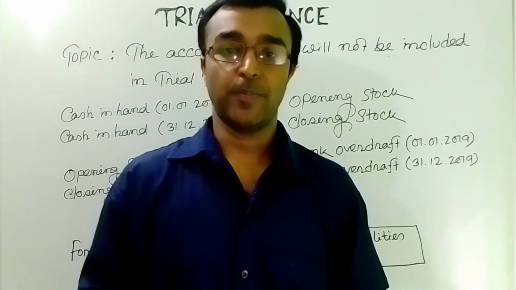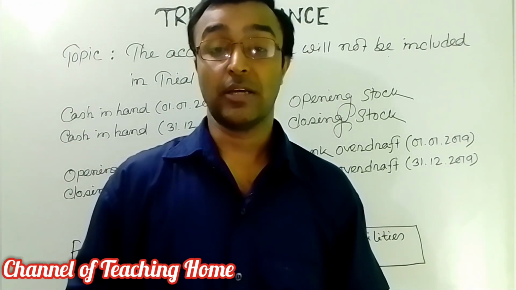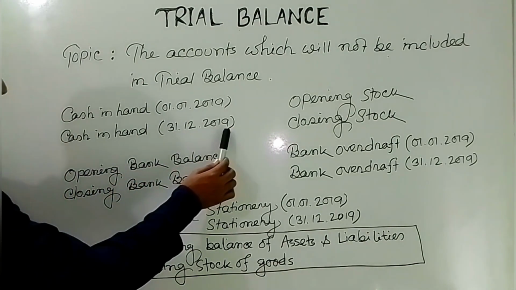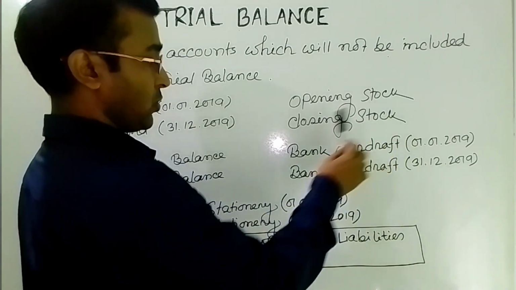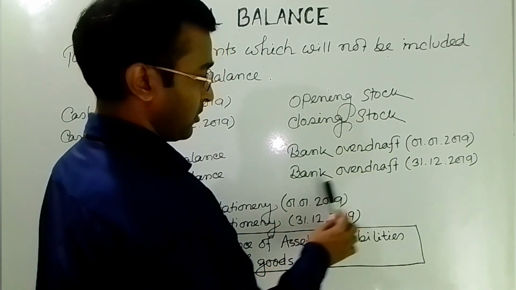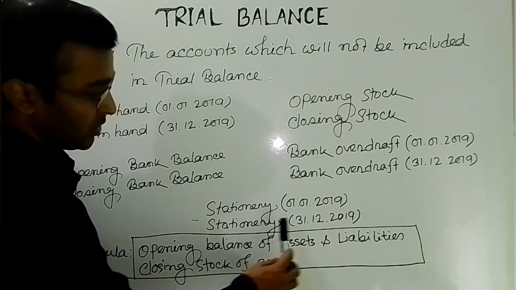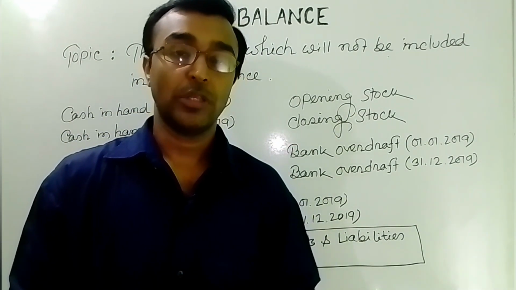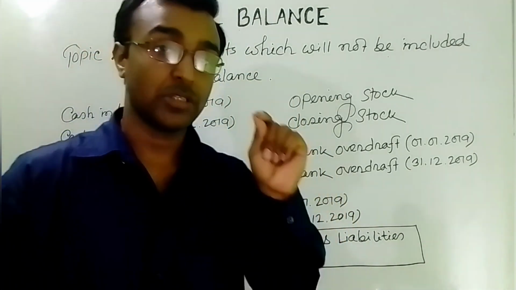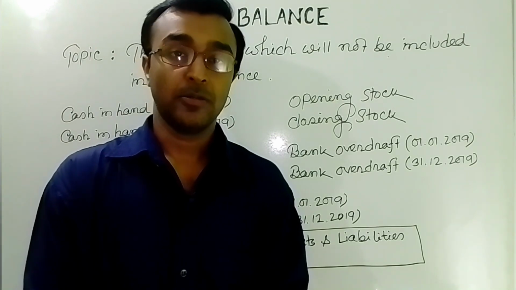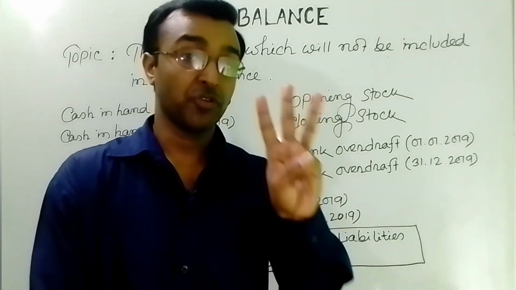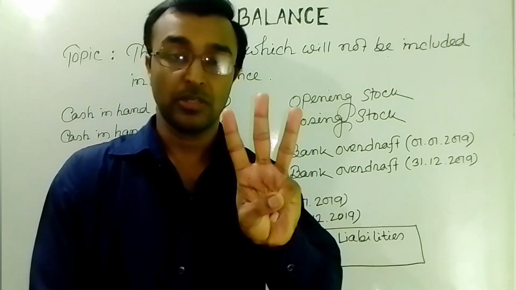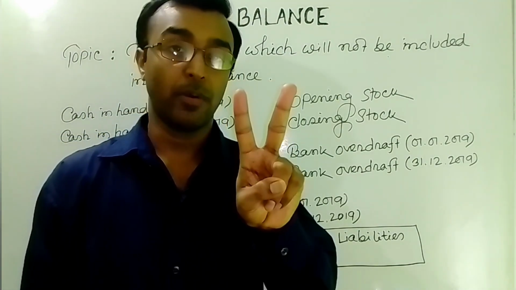Because I said a few minutes back that I will definitely show you some examples of which accounts will not be included in trial balance. Here: cash in hand 01/01/2019, cash in hand 31st/12/2019, opening bank balance, closing bank balance, opening stock, closing stock, bank overdraft 1st January, bank overdraft 31st December, stationery 1st January, stationery 31st/12/2019. A plethora of information is available here. You will have to find out with me which accounts will be included in trial balance and which will not. Before practicing, just remember and try to understand these 3 formulas. Number 1, opening balance of assets and liabilities, closing stock of goods, and contingent liabilities. These two items you will just remember and recollect.